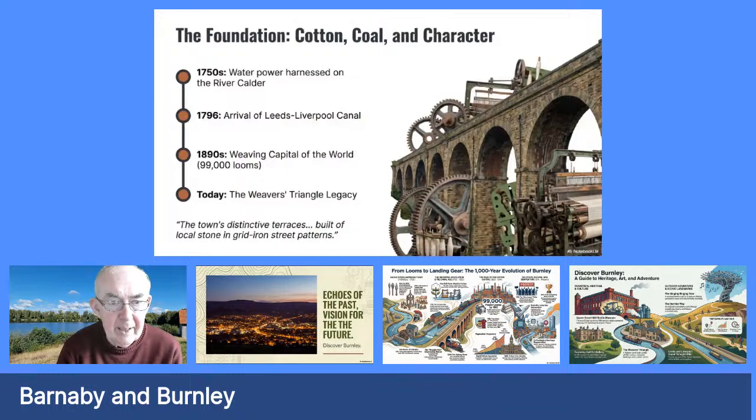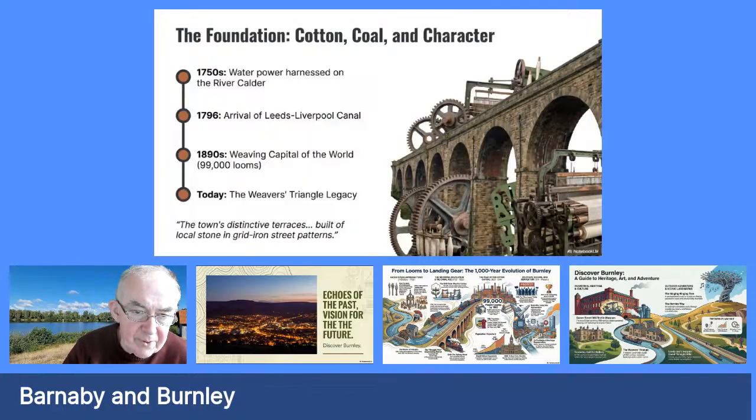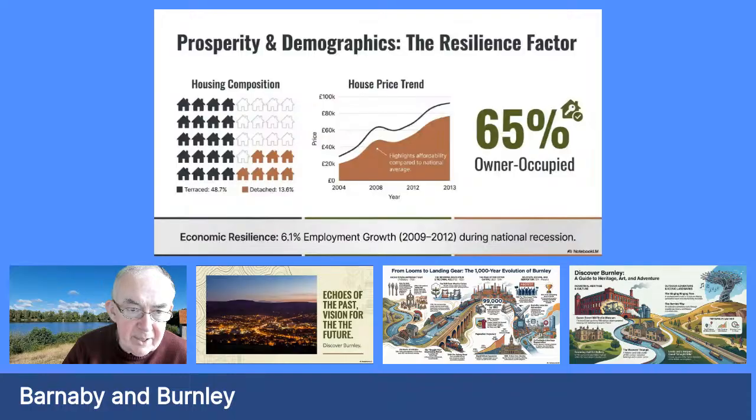1750s, water power. That's why it was built on the River Calder and on the Leeds-Liverpool Canal 50 years later. It was the weaving capital of the world, and 99,000 looms at one point. That's all gone, but there is the Weaver's Triangle, which you can go and see, and you can see how it was. Everything changes. Basically, the houses, 65% owner occupied.